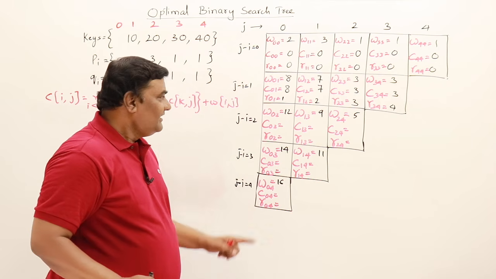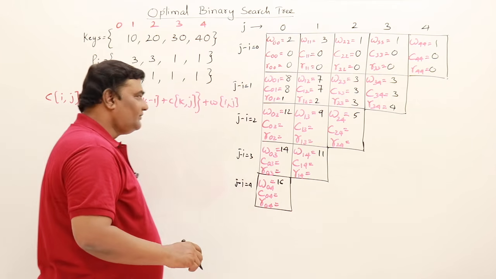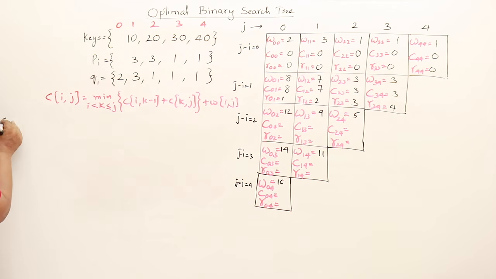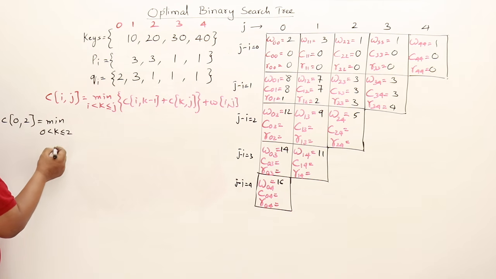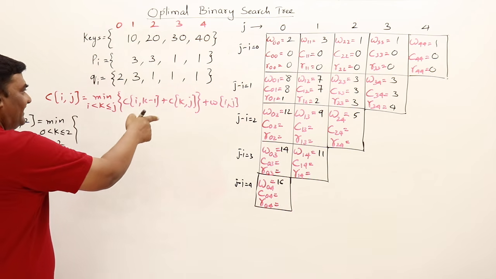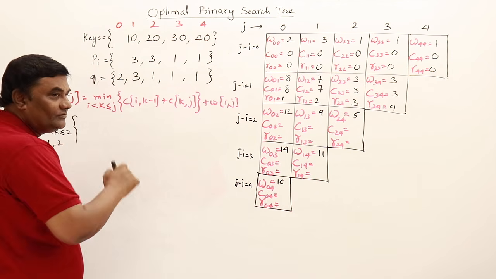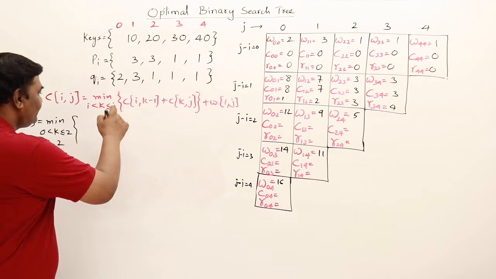Just leave it. Now let us find out C of 0 comma 2. This will be a little lengthy. C of 0 comma 2: minimum over k taking values greater than 0, less than or equal to 2. So what are the values k can take? 1 and 2. Two values it can take. So I should take k as 1 as well as k as 2. Two times I have to try this.